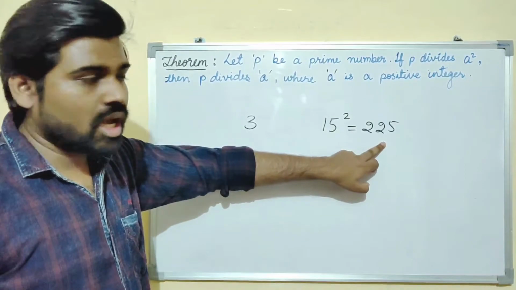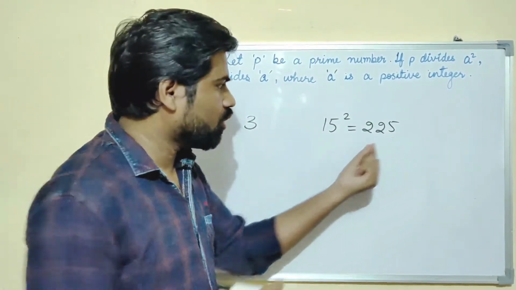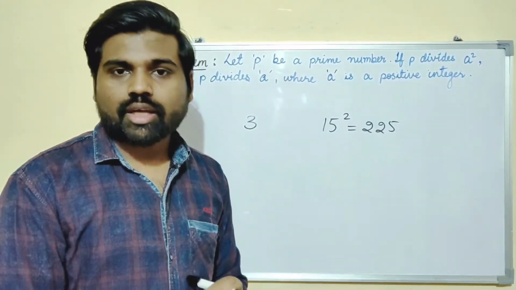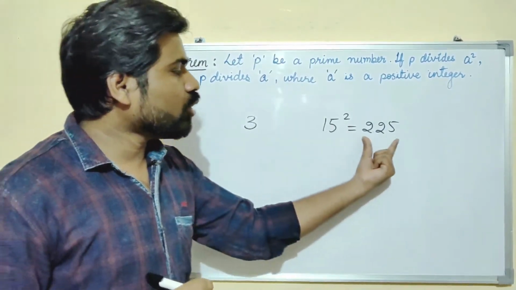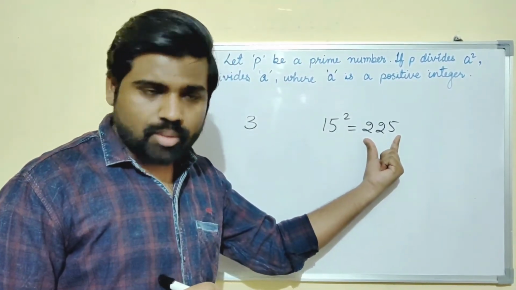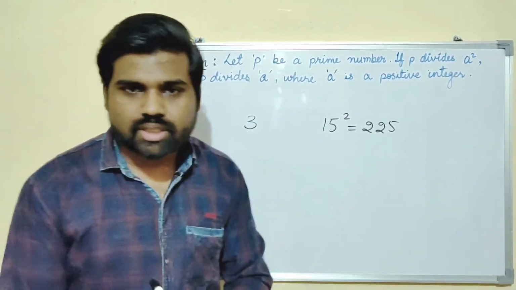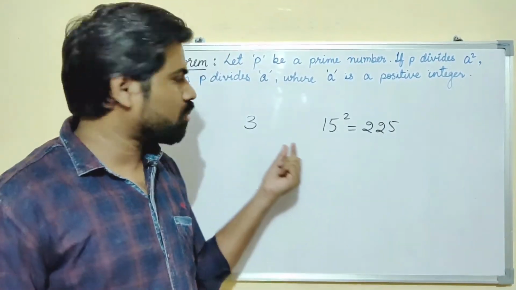You know that? How? Because if you add the digits of 225, 5 plus 2 is 7, 7 plus 2 is 9, the sum is 9. You know the divisibility rule of 3, right? When you add the digits of a number, if the sum is a multiple of 3, then that particular number will be divisible by 3.